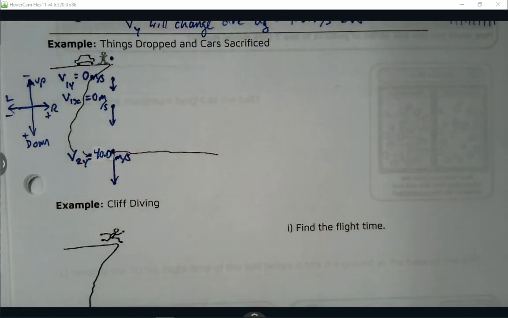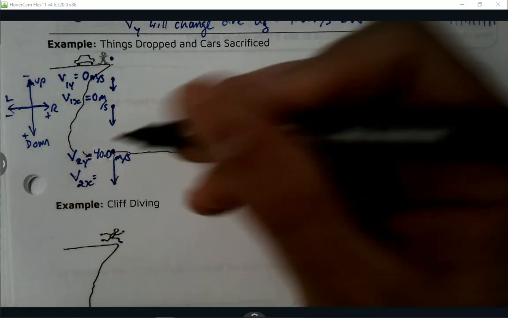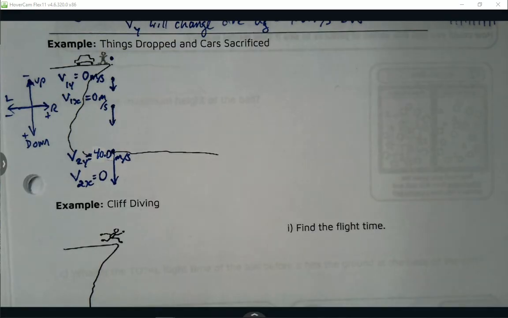Okay, 40.0 meters per second when it hits the ground. But then when I say v2x, is there anybody willing to be brave enough to say this? What's the x velocity when it hits the ground? Yeah? 0. Still 0. It's moving fast, but not in the x direction. Right? That's the story I'm telling.